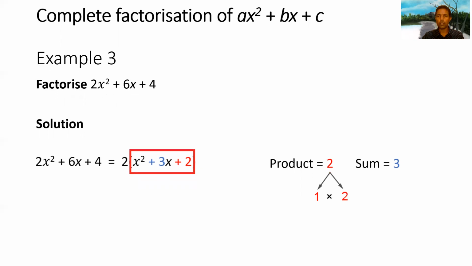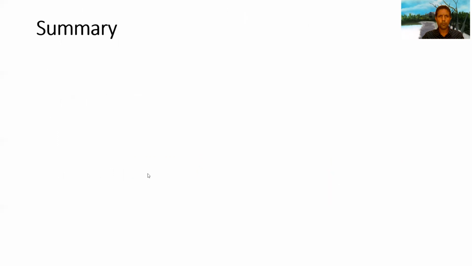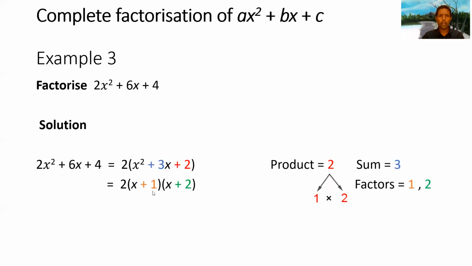We know that 1 times 2 is 2, and 1 plus 2 is 3. So the factors we're looking for are 1 and 2. So when we factorize x squared plus 3x plus 2, we obtain (x plus 1) into (x plus 2). Therefore, when we factorize 2x squared plus 6x plus 4, we obtain 2 into (x plus 1) into (x plus 2).